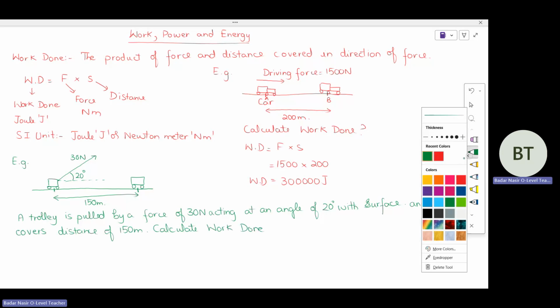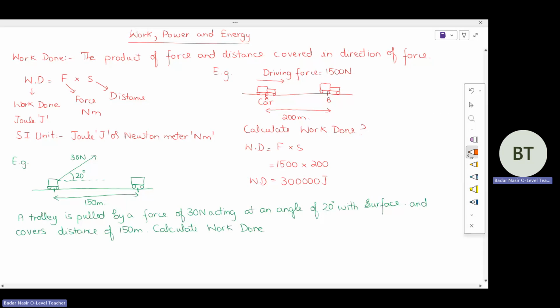Achcha, so if we have to calculate the work done, look, the formula for work done is the product of force and distance, but the condition is that the direction of distance and force should be the same. So we can see that the force is acting at an angle of 20 degrees with respect to the horizontal. So what we will do in this case is draw the components of the force.